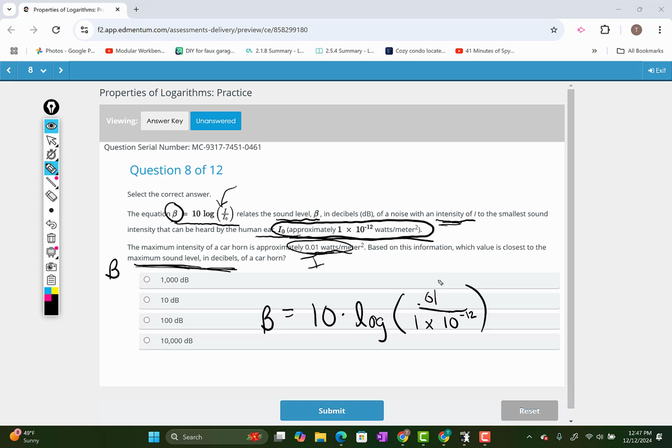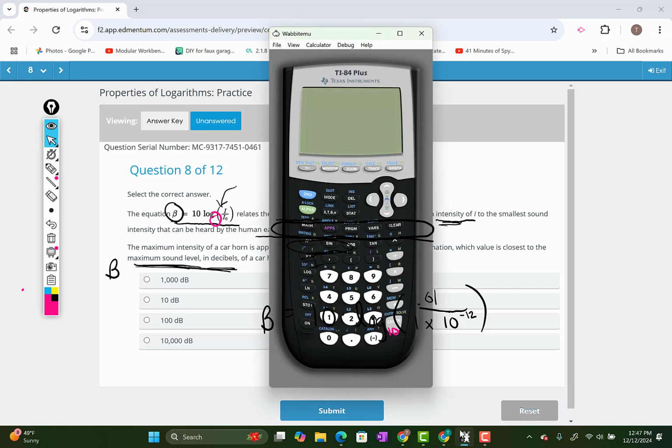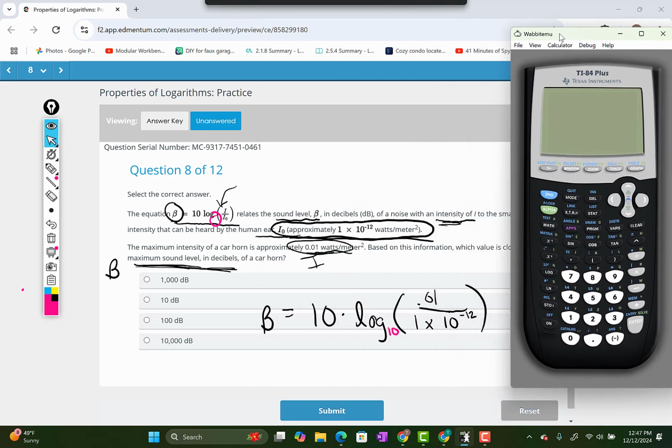Now, an important note, at this point, we're going to let the calculator do the heavy lifting. We can do that because almost all calculators have a log button when the base is 10. And remember, when the base is not given, like it wasn't in this problem, there was no subscript right here after the log, it's assumed to be 10. So that means we can just get the calculator out.